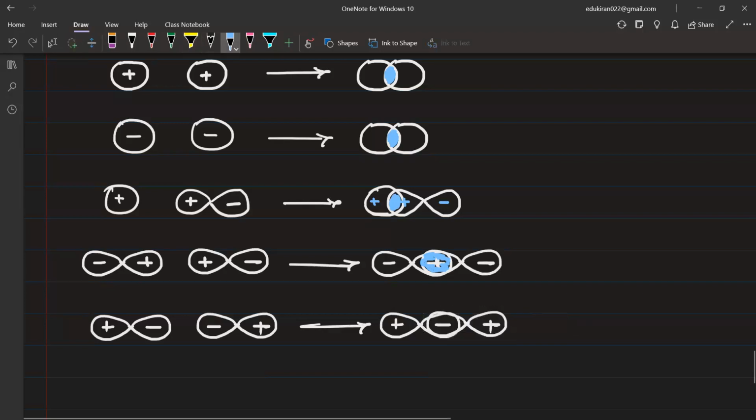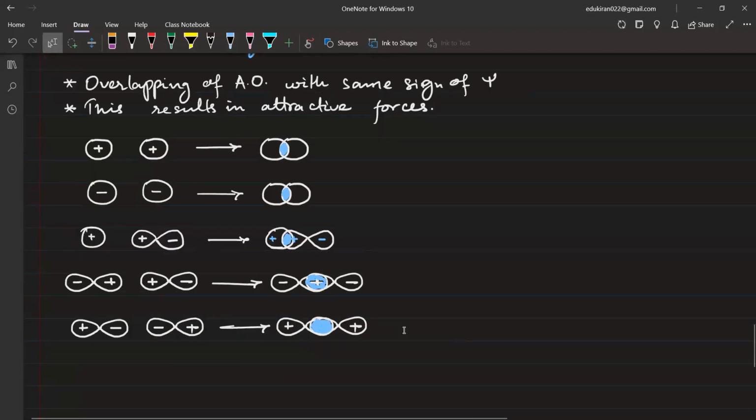Again, good overlapping, positive overlapping. ठीक है, सबको समझ में आ गया? When it will be positive, yes or no, please tell me. Yes, sir.